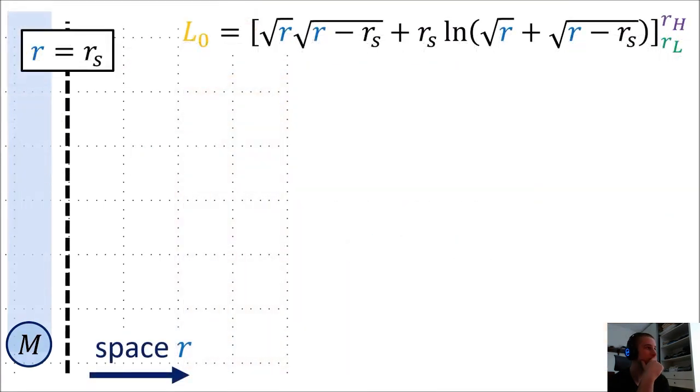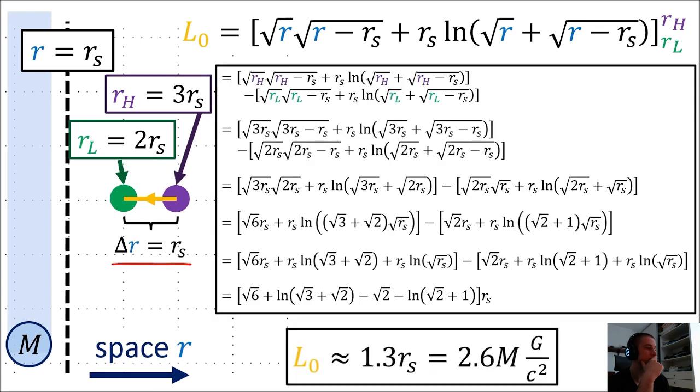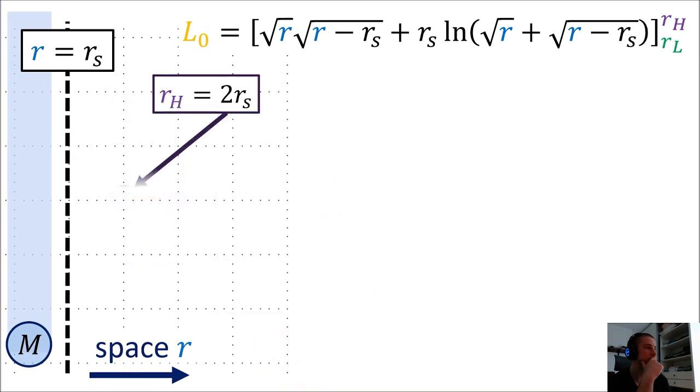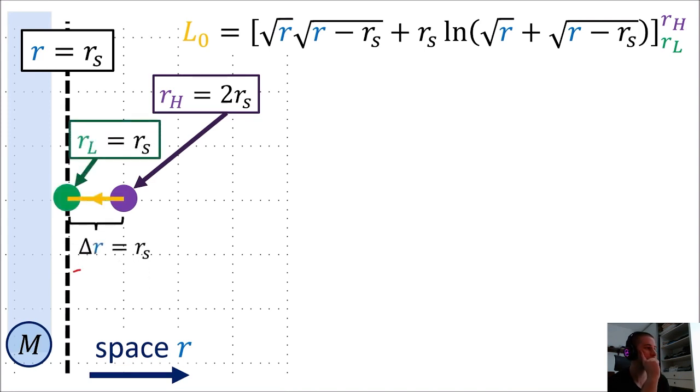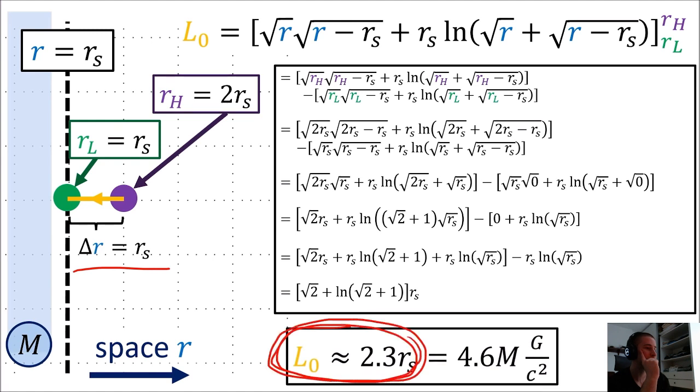If we take a high point of r equals 3 Schwarzschild radii and a low point of r equals 2 Schwarzschild radii, this is a change of 1 r_s in the r-coordinate. But our proper length formula tells us this is actually a change of 1.3 r_s in actual proper length, which is larger. And if the high point is 2 r_s and the low point is 1 r_s, the change in the r-coordinate is again 1 r_s. But the actual proper length is 2.3 r_s, which is even larger.